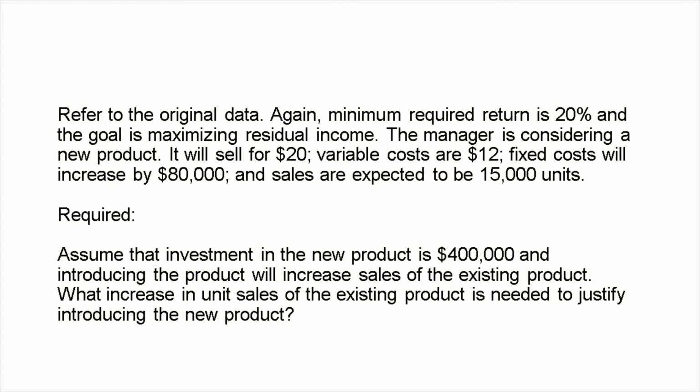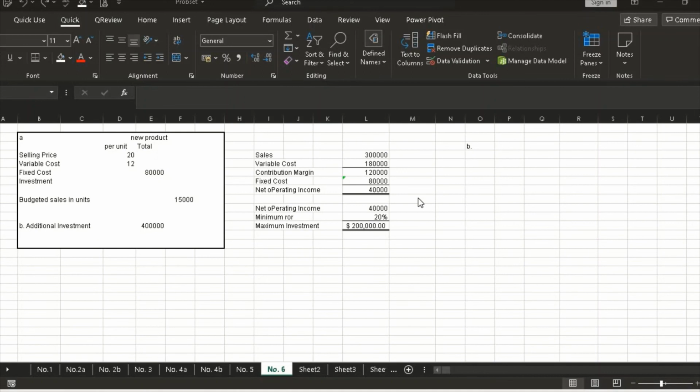In addition to the previous scenario, we are to assume that the investment in the new product is $400,000, and introducing the new product will increase the sales of the existing product. We are to compute for the increase in unit sales of the existing product that will justify introducing the new product. To compute for the increase in unit sales that will justify the additional investment of $400,000, we must first calculate the residual income that is attributable to the additional investment.